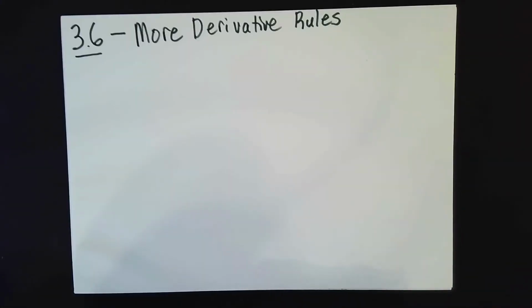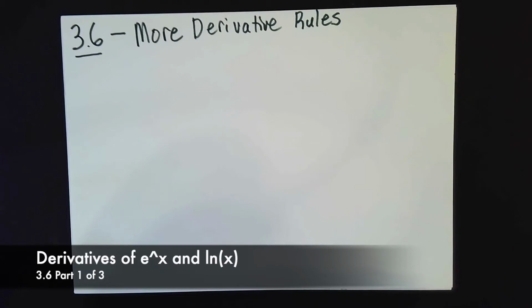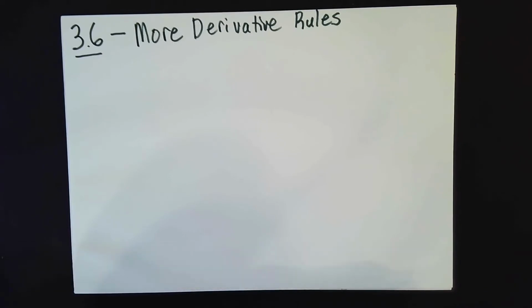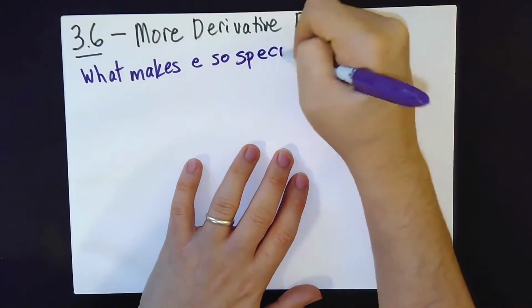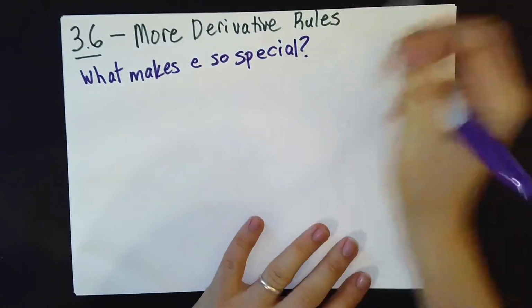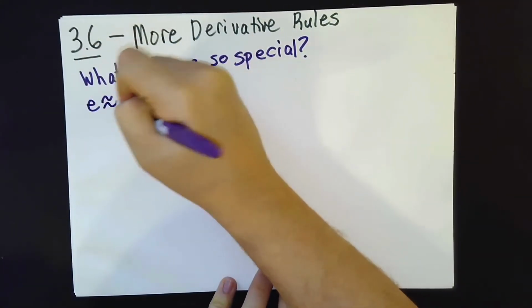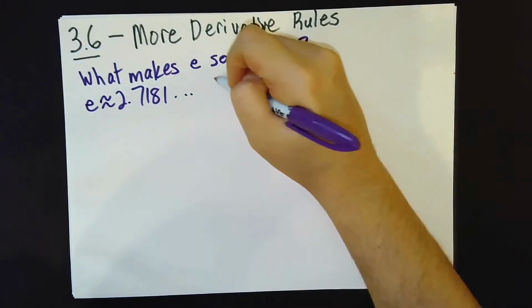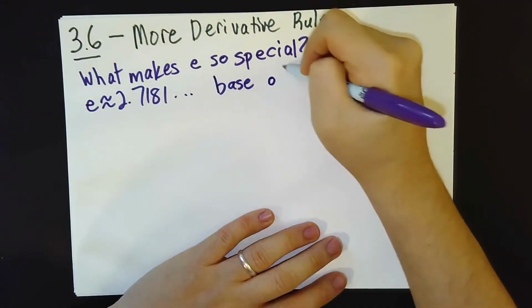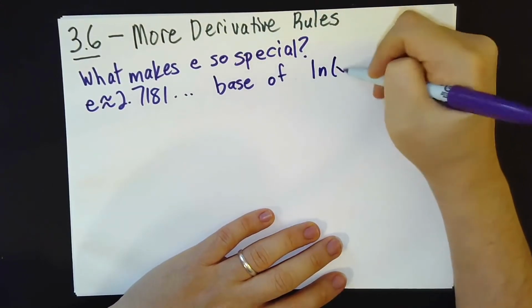Welcome back, class. In this video, we're going to go over more derivative rules, or derivative shortcuts if you prefer, that will make even more functions easy for us to take the derivative of. But to start with, I want to finally answer the question, what makes e so special? And I want to remind you, e is this weird transcendental 2.7181 blah blah blah sort of number. And it is the base of what we called the natural log.